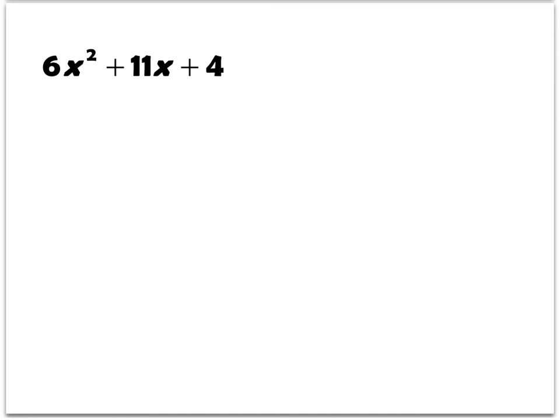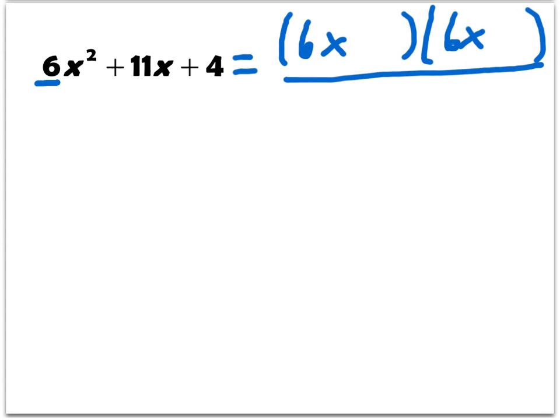Now, here's another quadratic expression, but this one is not quite so simple. This one does not have a 1 in front of the x squared. Here we have a 6. The technique that we just used in that previous example only works when that leading coefficient is 1. If the leading coefficient is not 1, here's a little trick that we can do. Let's write this as two sets of parentheses, but instead of putting an x, we're going to put a 6x.